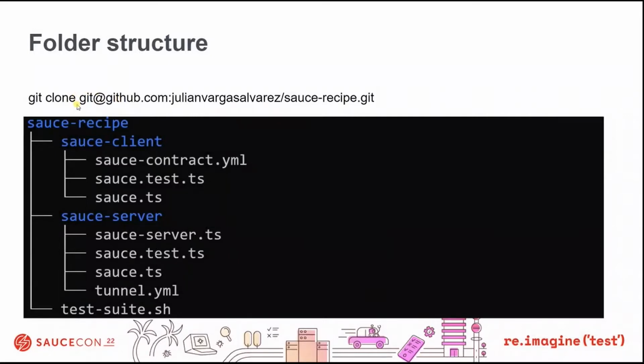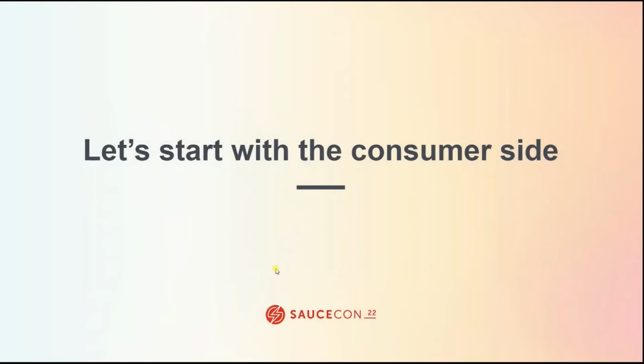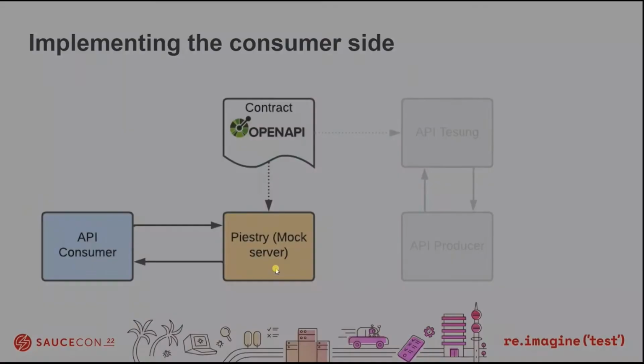The folder structure: we will work with a Git repository that will contain the project templates. Inside we will have the sauce recipe, which is the main folder. Inside that folder, there will be two folders, the client and the server. In the client, we will have the test, the implementation, and the contract. And in the server, basically the same. We will have the test, the implementation of the business logic, the HTTP server that will expose the business logic through port 8000, and the tunnel. In the root folder, we will have the test-suite.sh, which is basically a script that runs all the tests.